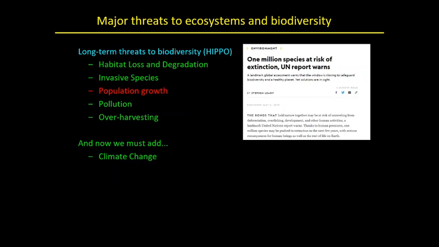I also want to point out that after the HIPPO model arose, back last century, we now add climate change to the list. I don't know how to spell a word with HIPPO and a C, but if you guys come up with something, let me know, because that would be really handy.